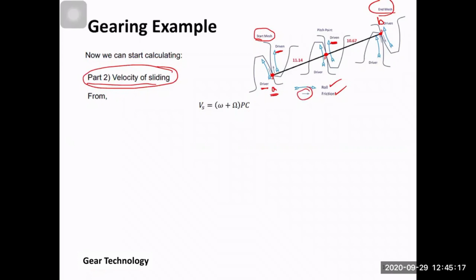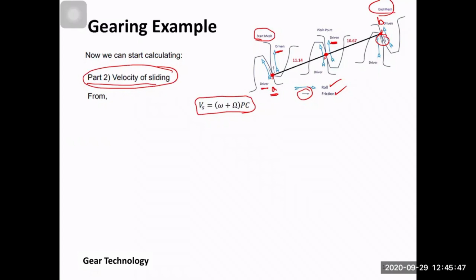And then at the end as well, there is some sliding here between the two teeth, right? But in the middle here, when these two teeth come to the pitch point, there is no sliding, it's only rolling, okay? So in order for us to calculate the velocity or the maximum velocity of sliding, we are gonna use this equation. There is a derivation for this equation. There is a proof of how we have reached this equation.